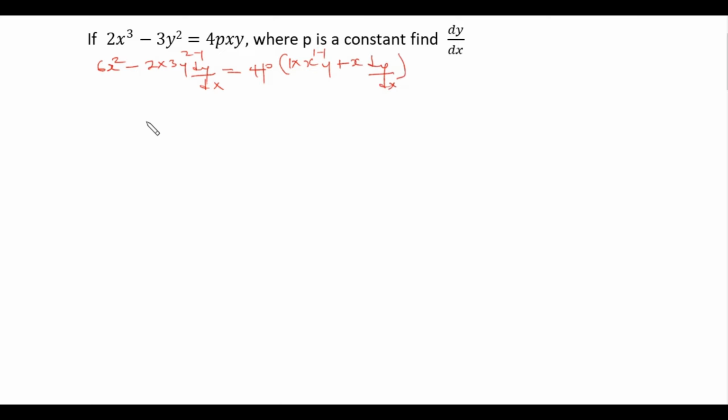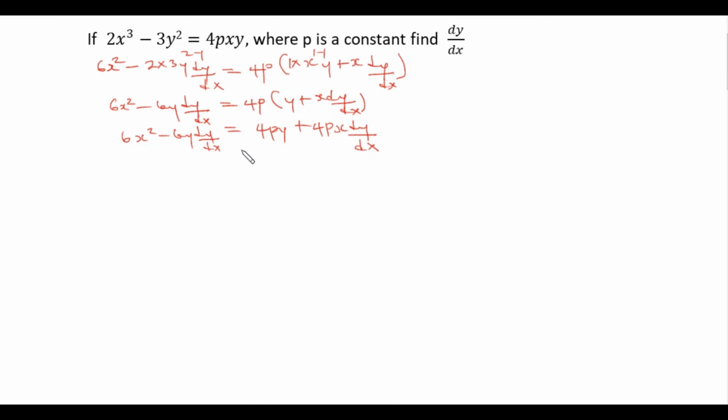So this one is now 6x squared minus 6y dy/dx is equal to 4p. 1 times x is x raised to the power 0 is 1, 1 times y is y, plus x dy/dx. So here, write again 6x squared minus 6y dy/dx is equal to, expand this bracket, 4py plus 4px dy/dx.